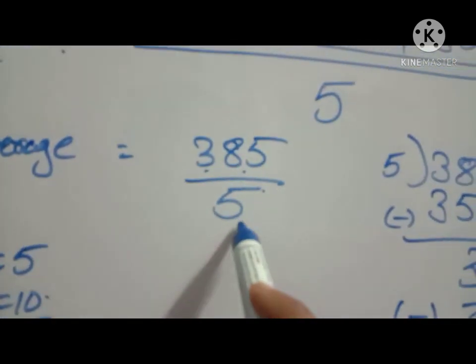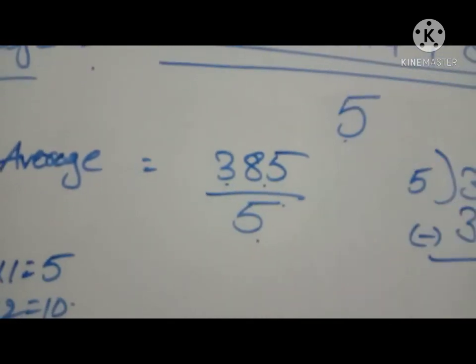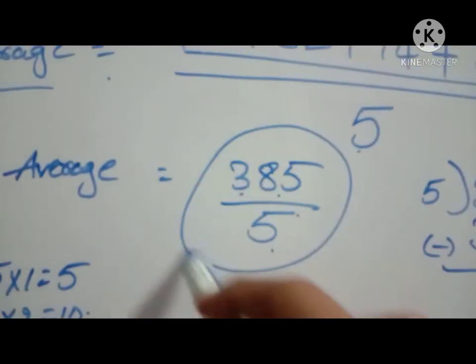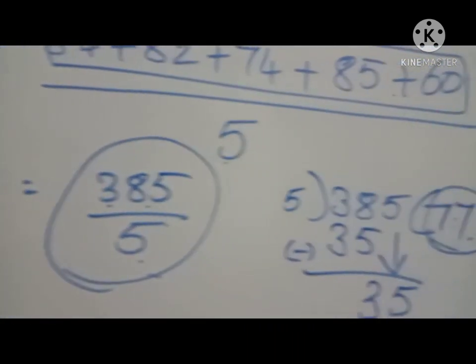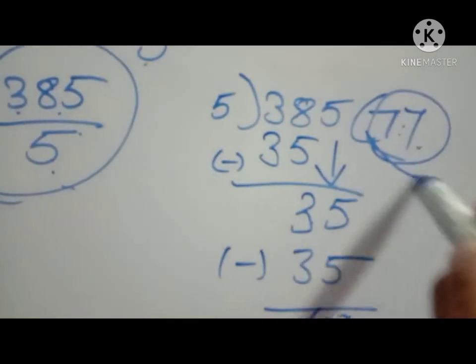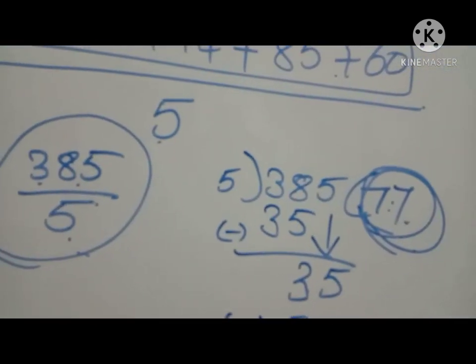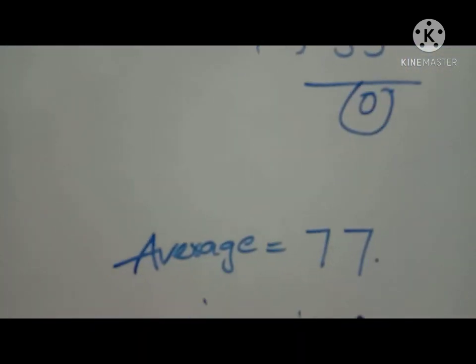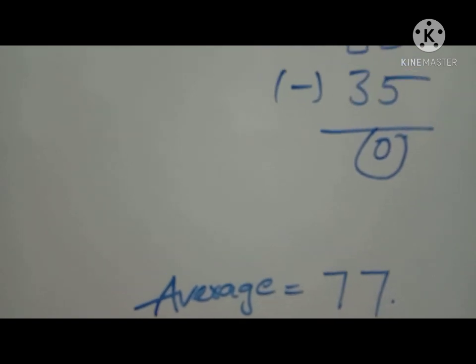Average is equal to what we get here in the addition: 385 is there, no? Write that one, 385 by, here how many subjects are there? 5 subjects, no? Write that 5 in the denominator. Here we have to do this division. By using these numbers we have to do the division. What quotient do we get here? 77. So how much average did Anita get in total? Average is equal to 77.